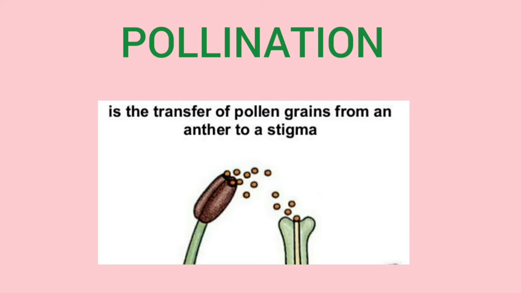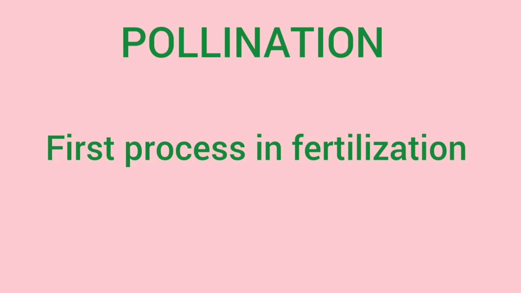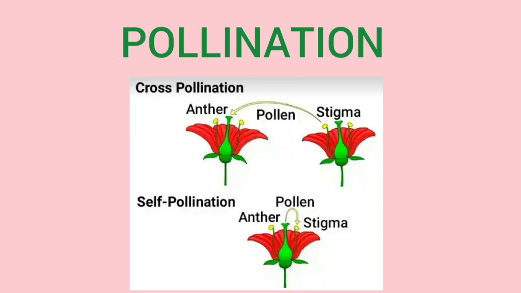Now, what is pollination? Transfer of pollen grains from the stamen of one flower to the stigma of the same flower or another flower is called pollination. It is said to be the first process of fertilization in a flowering plant. Pollination may be of two types.